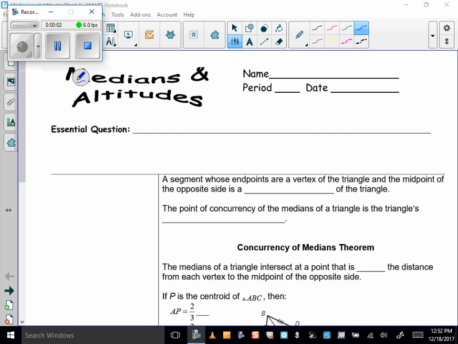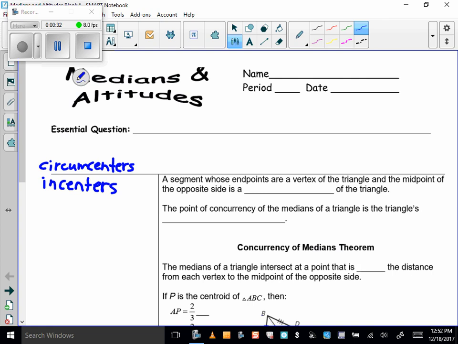Today's lesson is on medians and altitudes. So let's just take a second to review. Last time we learned about circumcenters and incenters, and you should have a really good grasp on what those two things are now, whether they're on, outside, or inside the triangle, what they're equidistant from. So I hope you got all that mastered, because here we go with two new things.